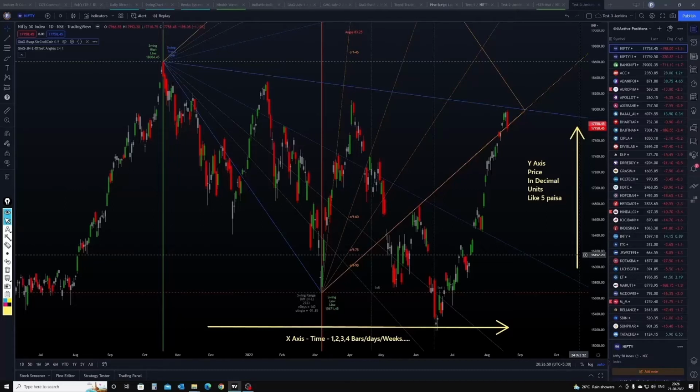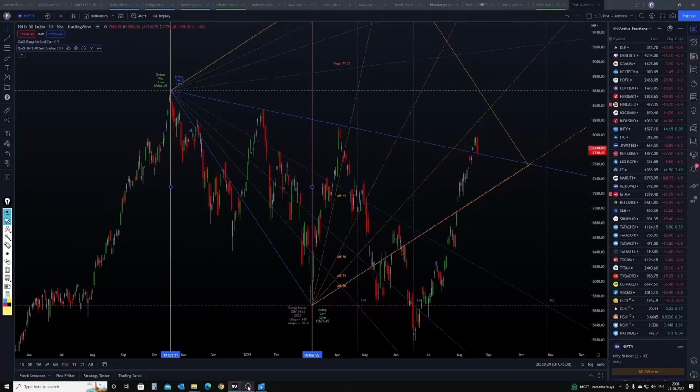Now the problem with the price chart is that while the x-axis, marked with the yellow arrow over here, or the time, is in integers, that is 1, 2, 3, 4 bars, days, weeks, months, and so on, the price axis, which is the y-axis, is in decimal points, like 5 paisa and so on. So 1 unit of x-axis is not equal to 1 unit of y-axis. This makes automating geometry a bit difficult and tricky. This is the reason why you should understand some basic concepts before you start using these geometric tools.